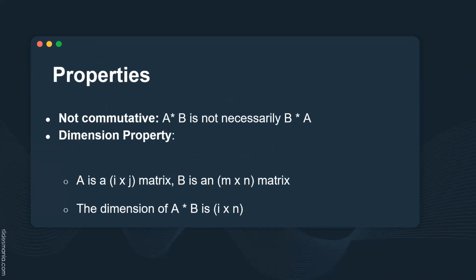Some properties of matrix multiplication: it's not commutative, so A multiplied by B is not necessarily equal to B multiplied by A. Another property is the dimension property: if we have a matrix A that is an I by J matrix, so I rows by J columns, and we have another matrix B that has J rows by n columns, the dimension of the product is I rows by n columns, so I by n.